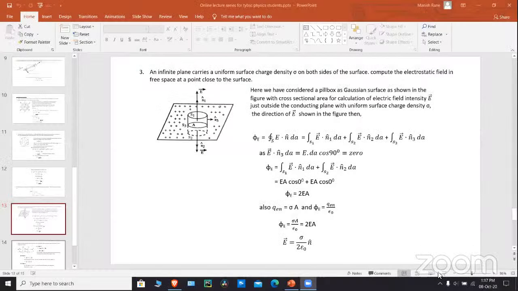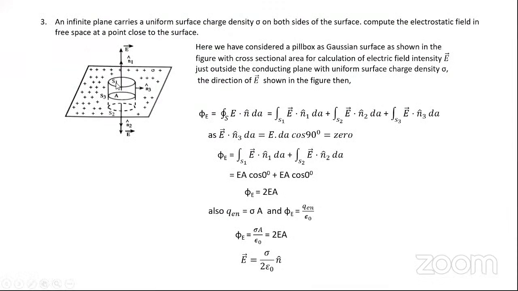Phi E is equal to the surface integral over S1 of E dot n1 dA plus the surface integral over S2 of E dot n2 dA. So we have the contribution from surface area S1 and the contribution from surface area S2. It is of course EA cos 0 degree, and cos 0 is 1, therefore phi E is equal to 2E into A, where A is the area of S1, and S2 has the same area A.